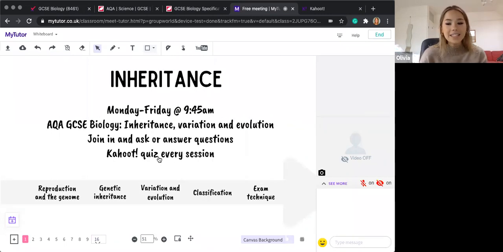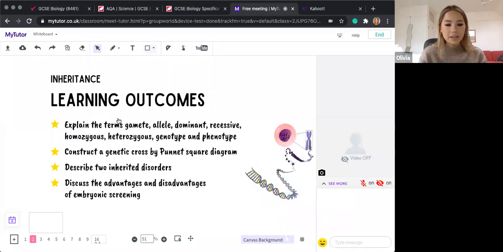Right, so yesterday, if you remember, we had a look at reproduction and the genome. So we looked at mitosis and meiosis, we had a look at sexual and asexual reproduction, and then we also looked at the structure of DNA and a little bit about the importance of the genome. So following on from that then, we're going to have a look at genetic inheritance today. So part 2 in this course.